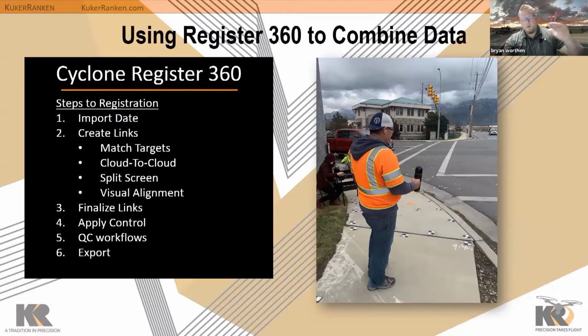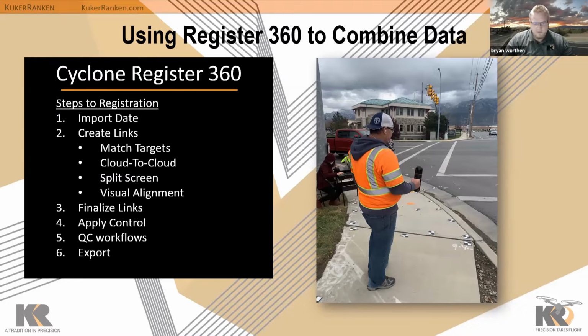So here's an overview of the process of registering. When you register, you first have to import the data, the raw data off the tool itself. After that, you create links between data. So if I have scan points from the ground and scan points from the air, you're going to create links between those two. And there's different ways to do that.